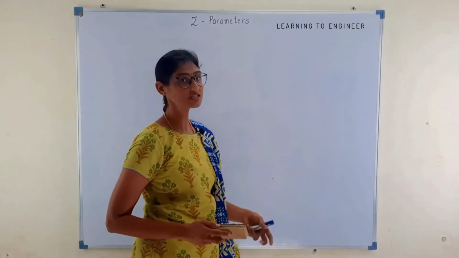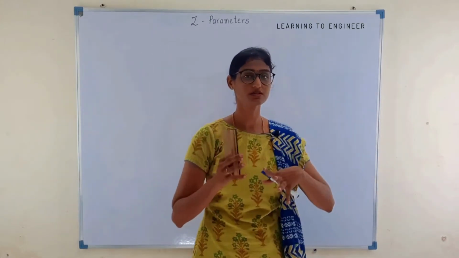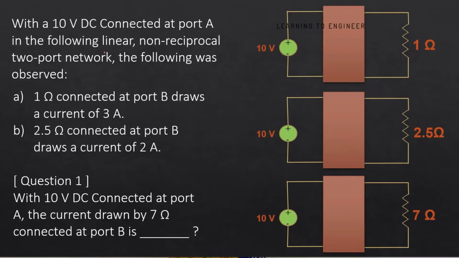Now let us solve another such problem in Z parameters. This is actually a mix of Thevenin's theorem and Z parameter concepts. The question is, with the 10-volt DC connected at port A in the following linear and non-reciprocal two-port network, the following was observed. 1 ohm connected at port B draws a current of 3 ampere and 2.5 ohm connected at port B, it draws 2 ampere.